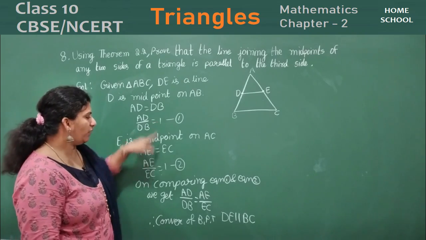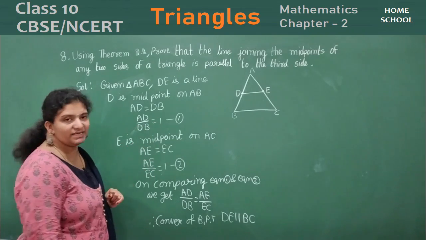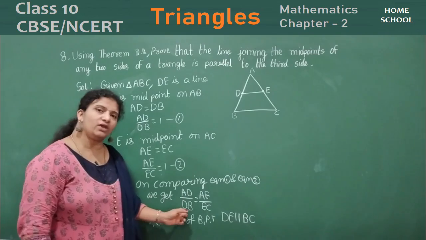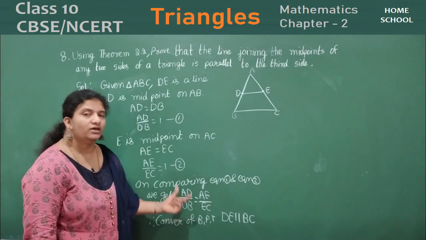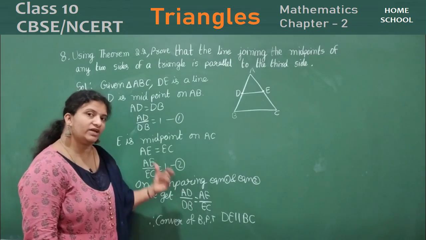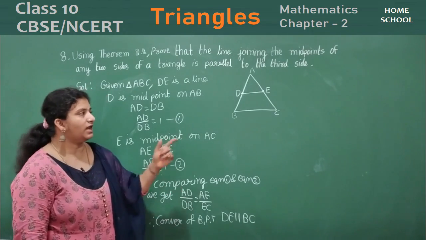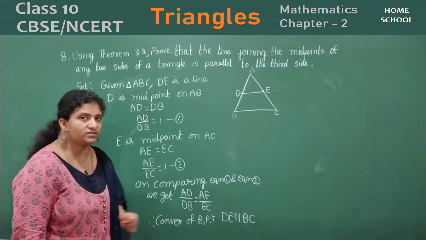On comparing, 1 is the same, so you are equating these two ratios. If you equate, you can remember that the ratios are in proportion. That is the converse of BPT. If ratios are in proportion, the line is parallel to the third side.